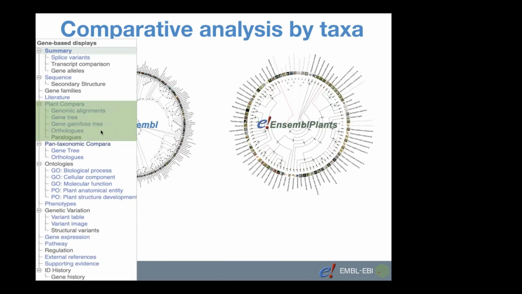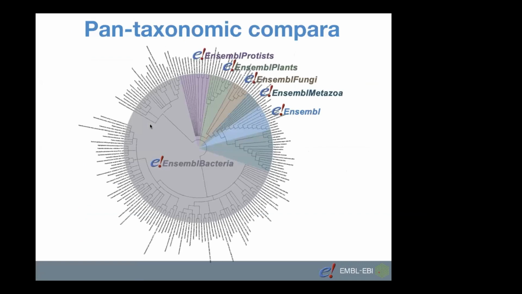So I'm showing you here, as an example, the plant gene tab. You can find on the menu on the left-hand side that there is a section that is dedicated to comparative genomics analysis. But then we also have wider comparative genomics analysis across taxa, which is called the pan-taxonomic comparer. And you can see it also includes a selection of some bacterial strains over here.